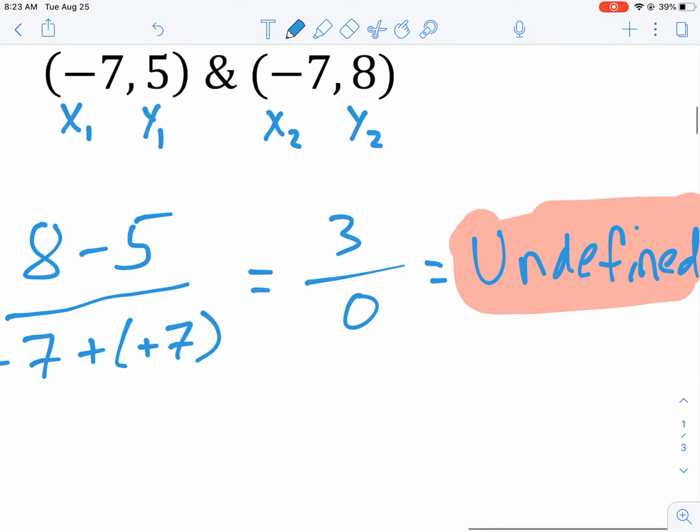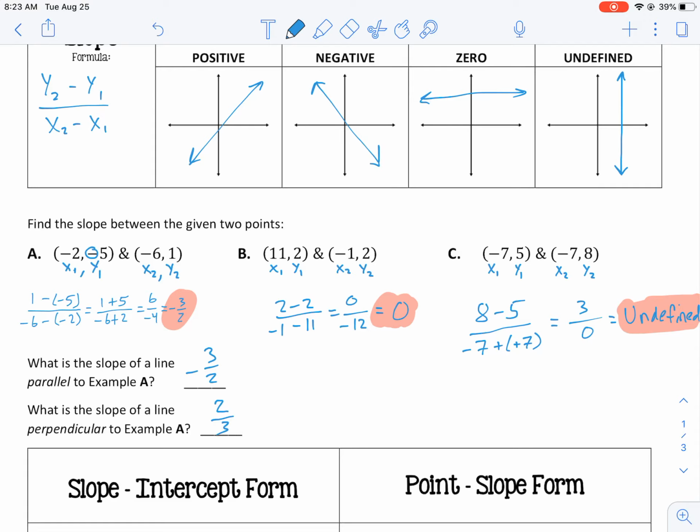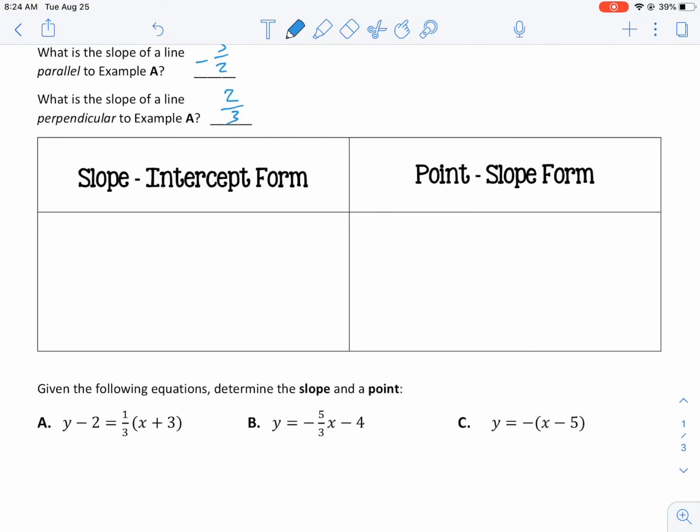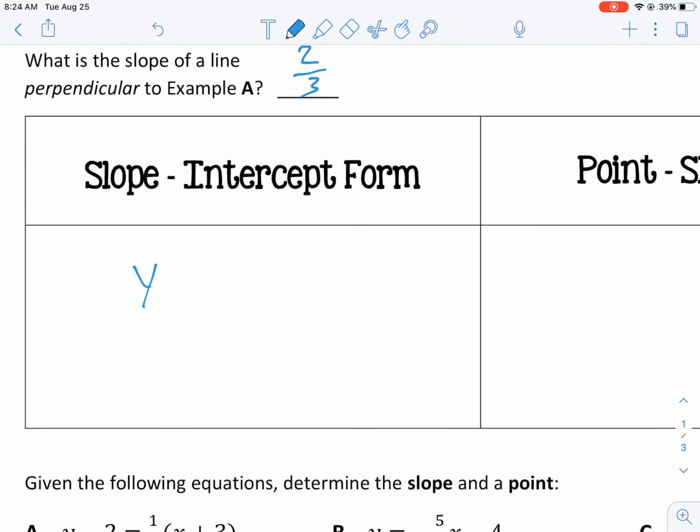So 0 on bottom means undefined, 0 on top means 0, all right? So moving on, we're going to talk about two forms today. This form you should know like the back of your hand, slope-intercept form. That's y = mx + b.